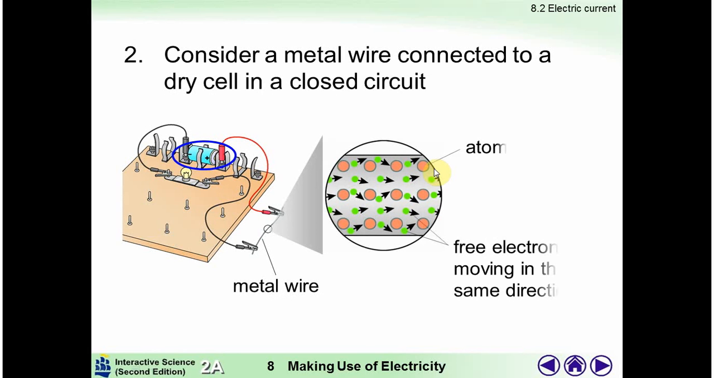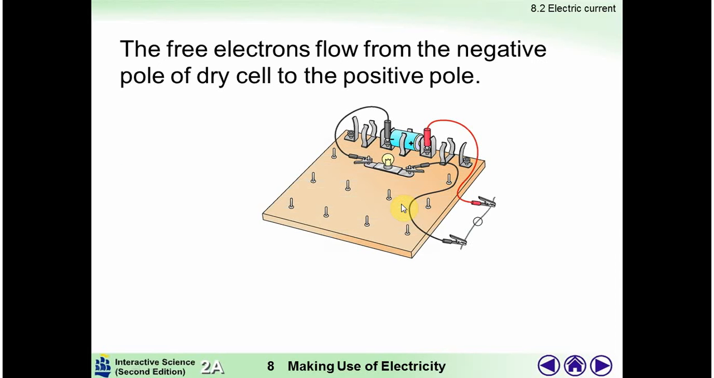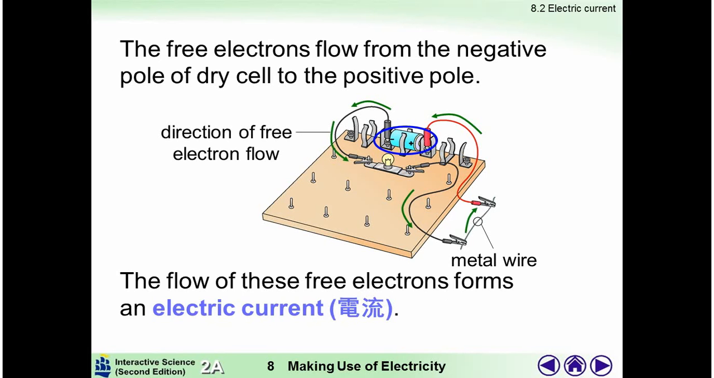But when a metal wire is connected to a dry cell in a closed circuit, the free electrons move in the same direction. The free electrons move from the negative pole of the dry cell to the positive pole. The flow of these electrons forms an electric current.